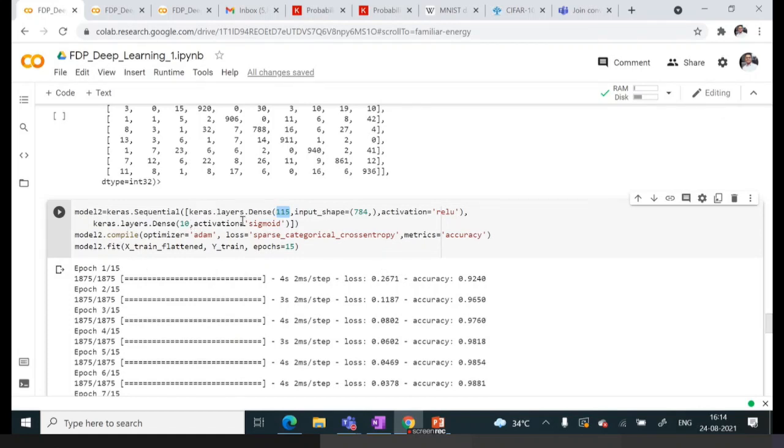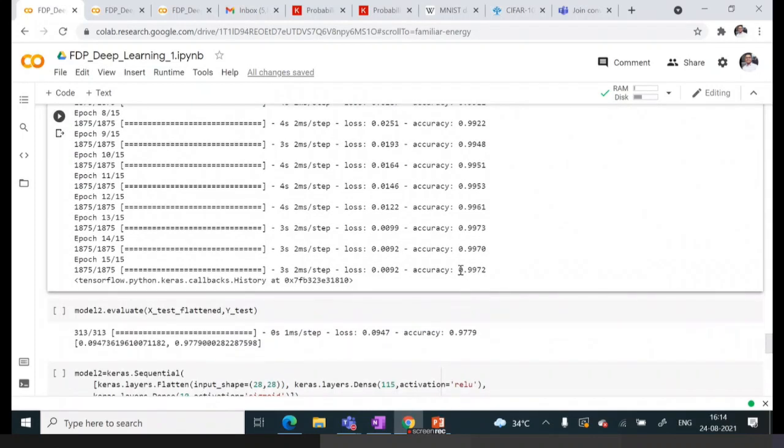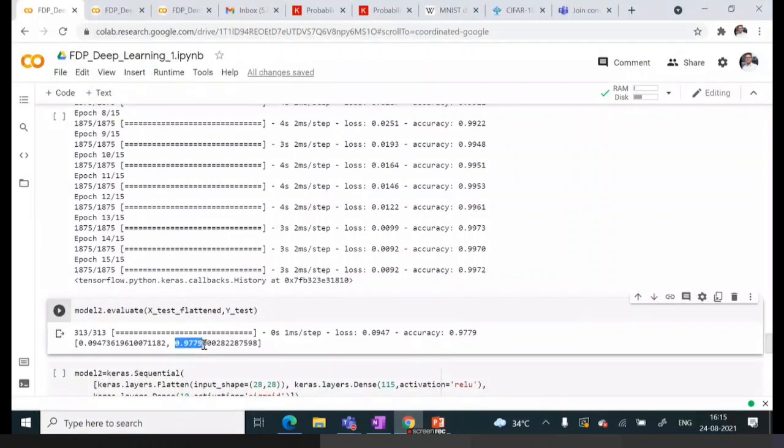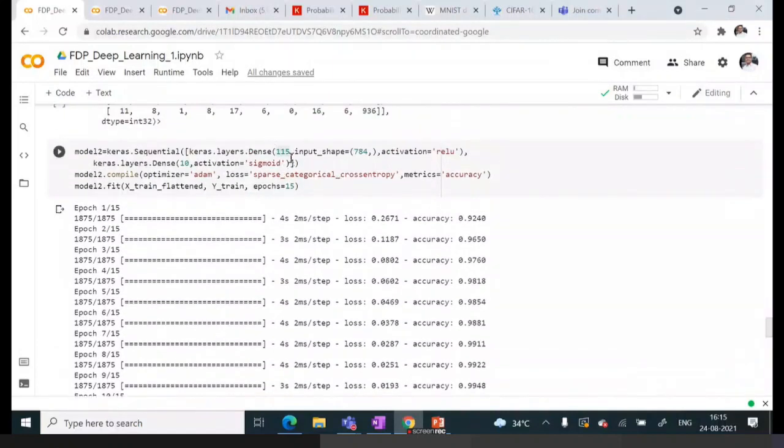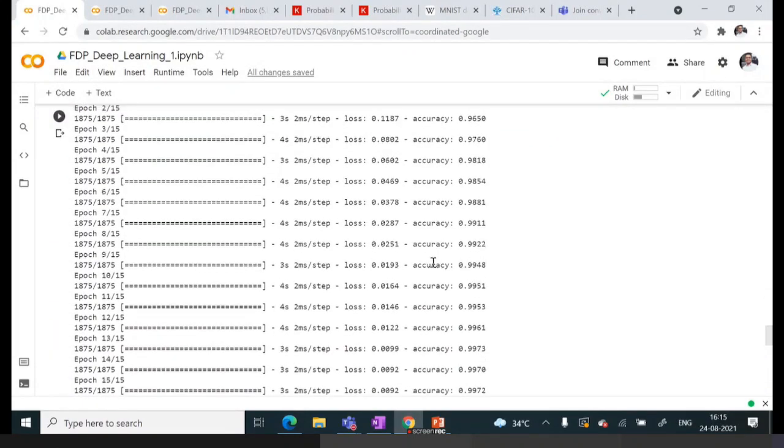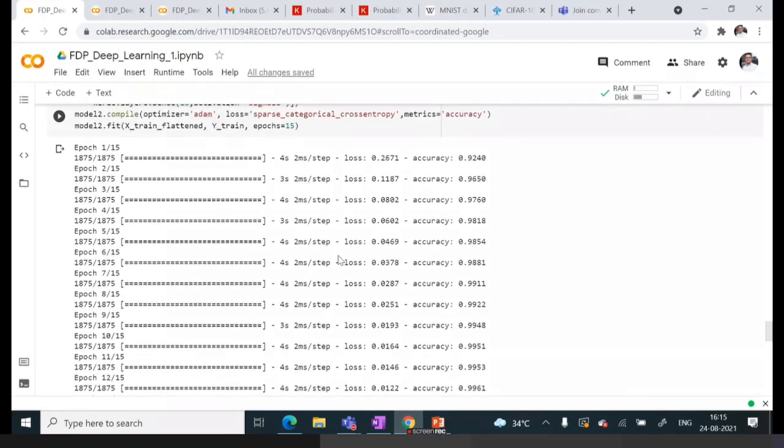So now with this change, if we check the final accuracy, you can check the accuracy of training is 99.72% and accuracy of testing is 97.79%. So there is a drastic increase of 4% accuracy if we just include one layer of neurons with 115 neurons, right? So this is about the impact of adding just one hidden layer of neurons.